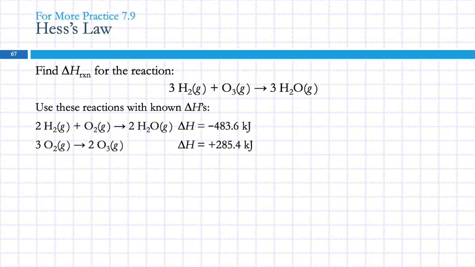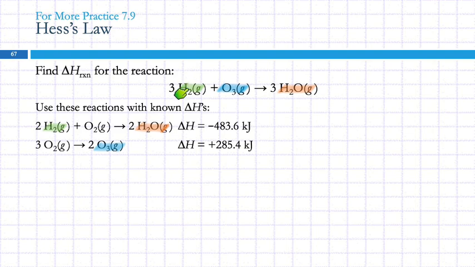Let's do another one. This one only has two equations. Find delta H for this reaction. So again, I'm just gonna highlight my reactants. O3 and O2 look a lot alike, don't they? And here I've got H2, and H2 shows up there. And I've got H2O, and H2O shows up over here. These O2s are not in my reaction.